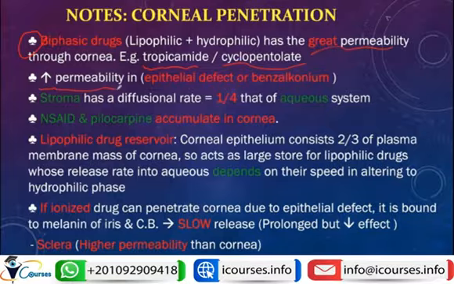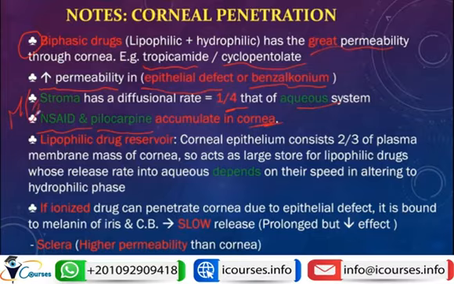Also, as we mentioned, the permeability will increase with an epithelial defect, which damages the bonds between the cells. The stroma has a diffusion rate of about one quarter of that of the aqueous, and the non-steroidal anti-inflammatory drugs and pilocarpine accumulate in the cornea. This is for MCQs. So these are some rapid points for the MCQ.